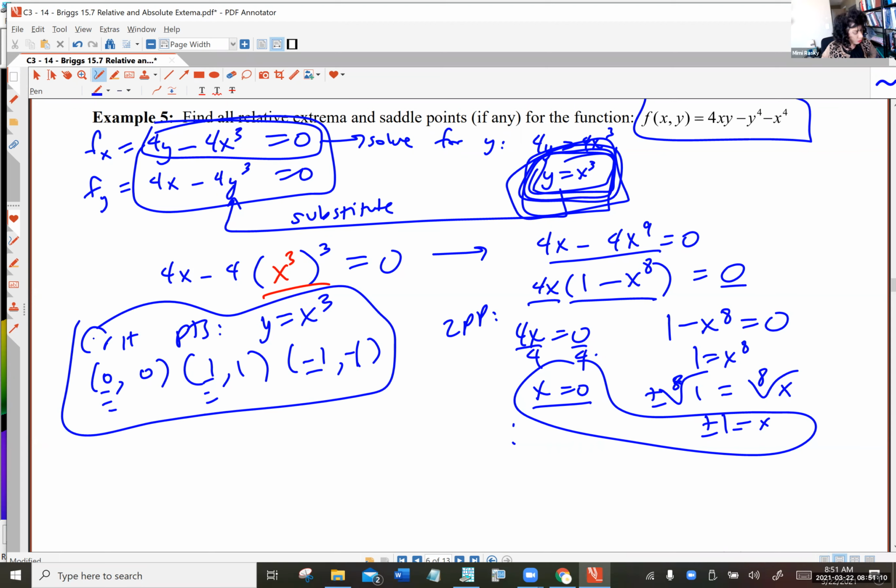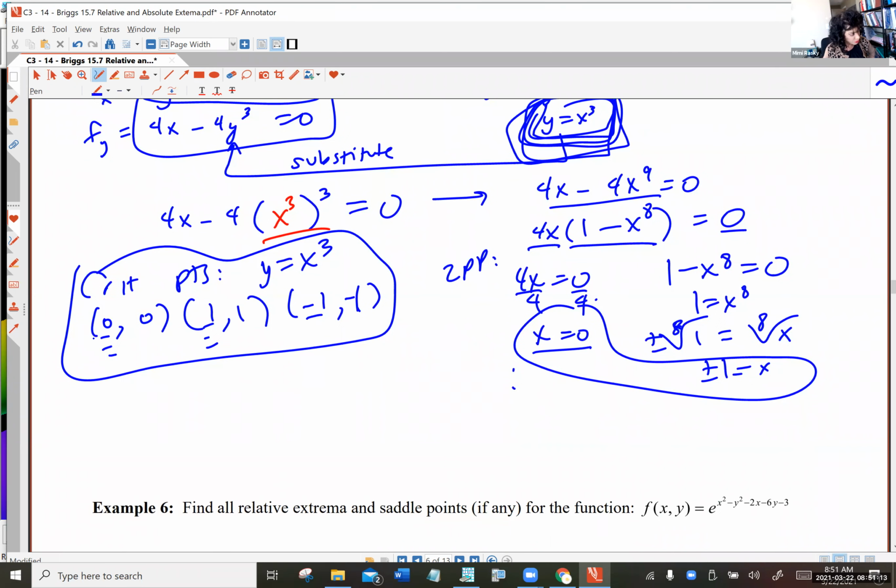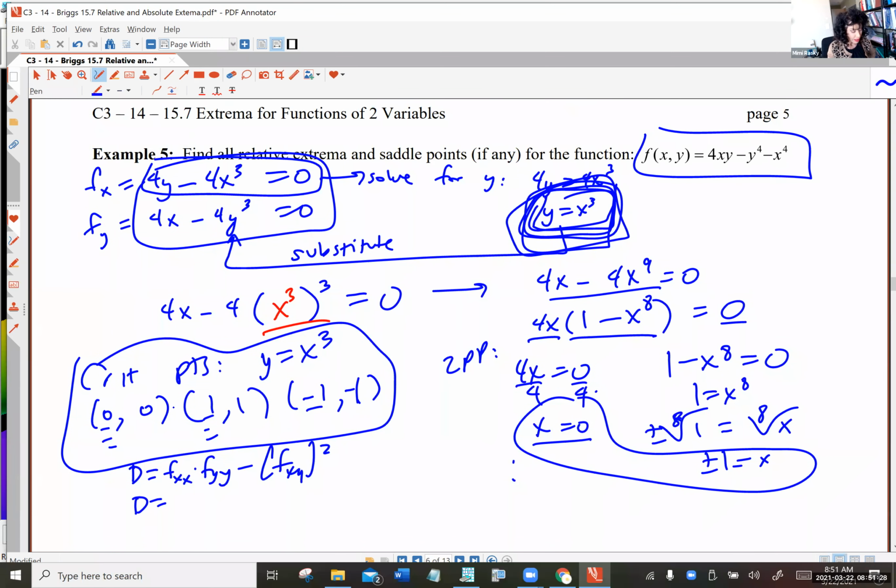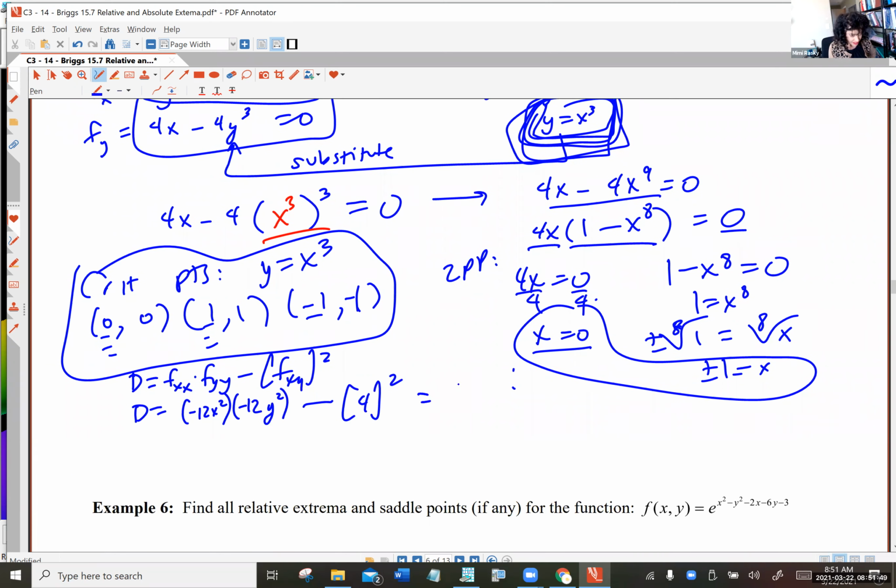Yay. Now what? Go form your D quantity and go do your D test 3 separate times. So D, which is fxx multiplied with fyy minus fxy squared, is going to be what? Well, fxx, when I take the partial with respect to x of 4y minus 4x cubed, I get -12x squared. So there's my fxx. My fyy is -12y squared minus fxy is 4. And then I square it. So this looks like 144x squared y squared minus 16.